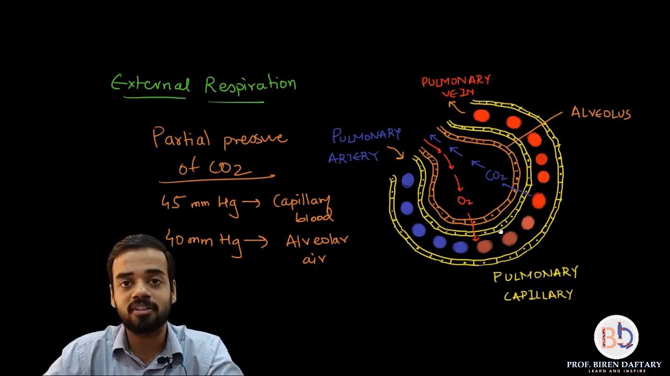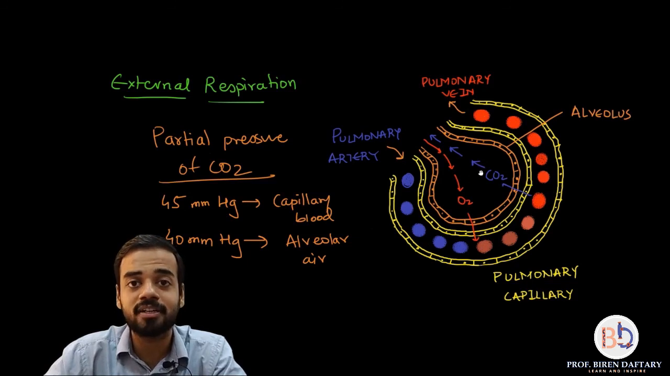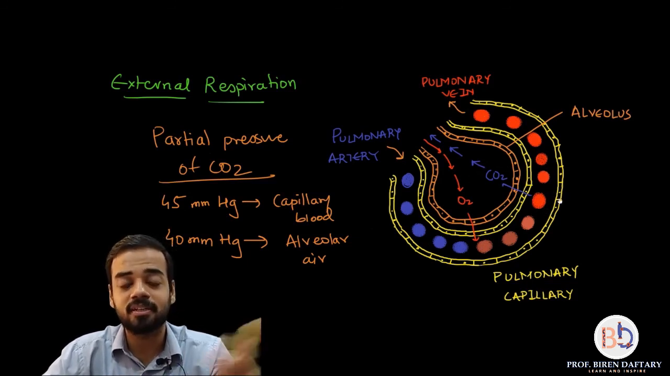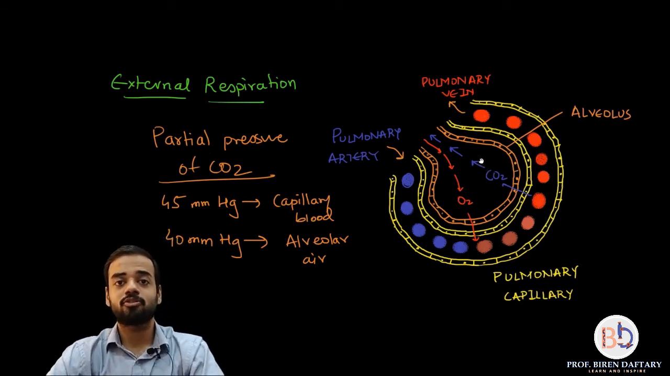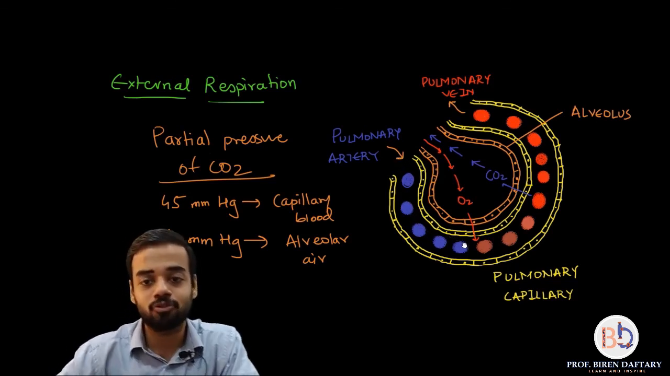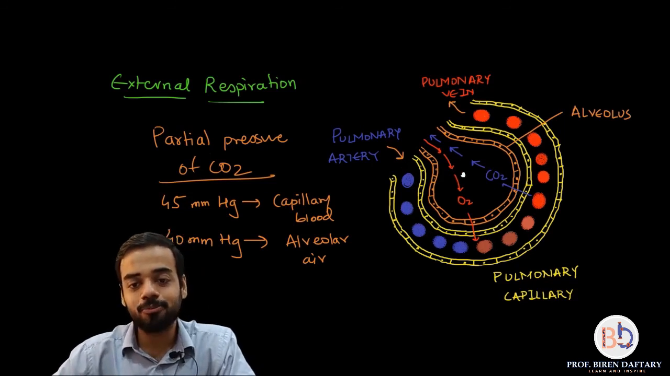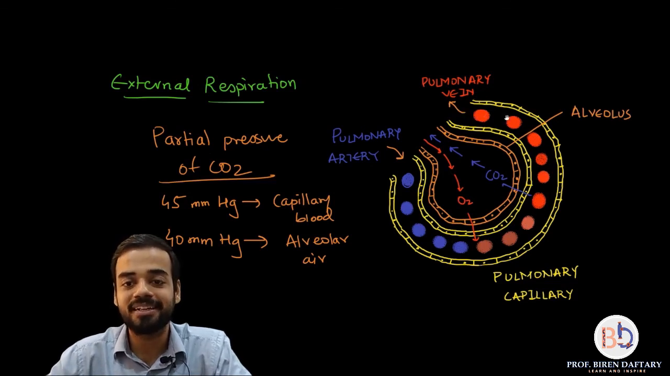Carbon dioxide partial pressure is more in the pulmonary capillary compared to the alveolar air. 45 versus 40, where will it move from and to? From the pulmonary capillary to the alveoli. So that is the movement. So in this diagram you can see that this blood which is coming, it is initially deoxygenated, so I have shown blue. Then as that blood moves more and more, oxygen keeps on dissolving, so by the time it reaches over here, it has become red in color.